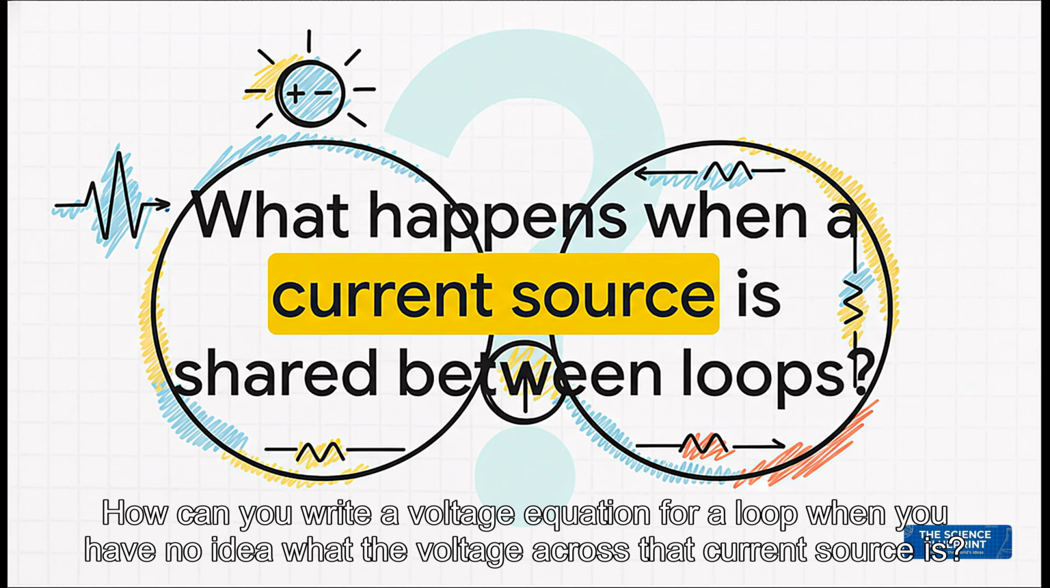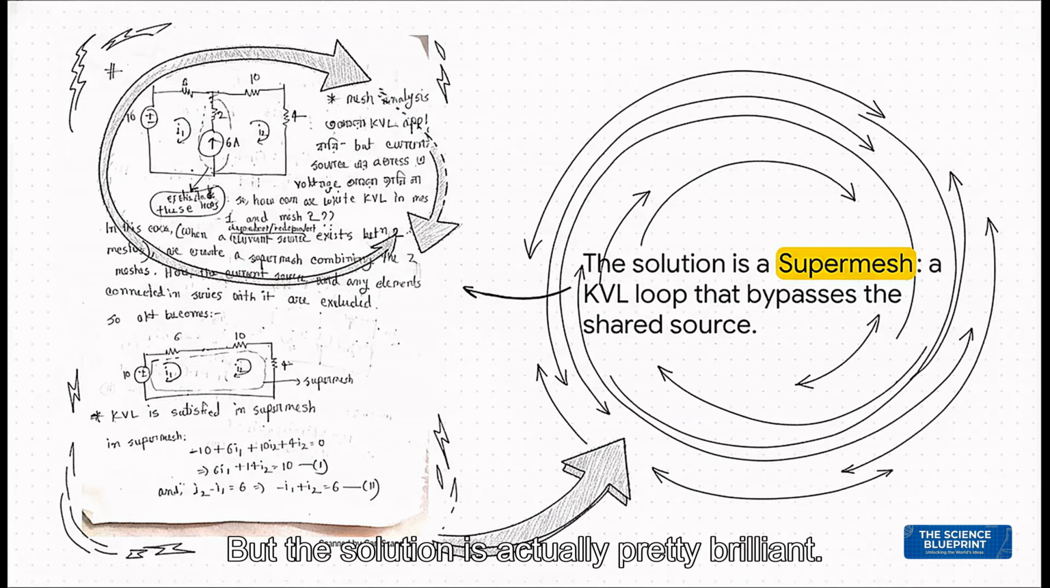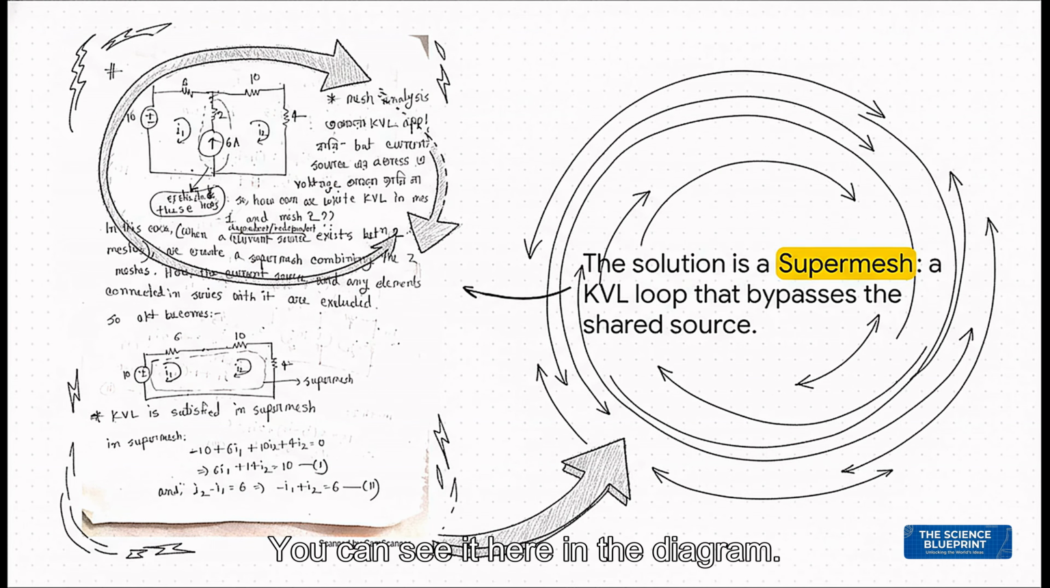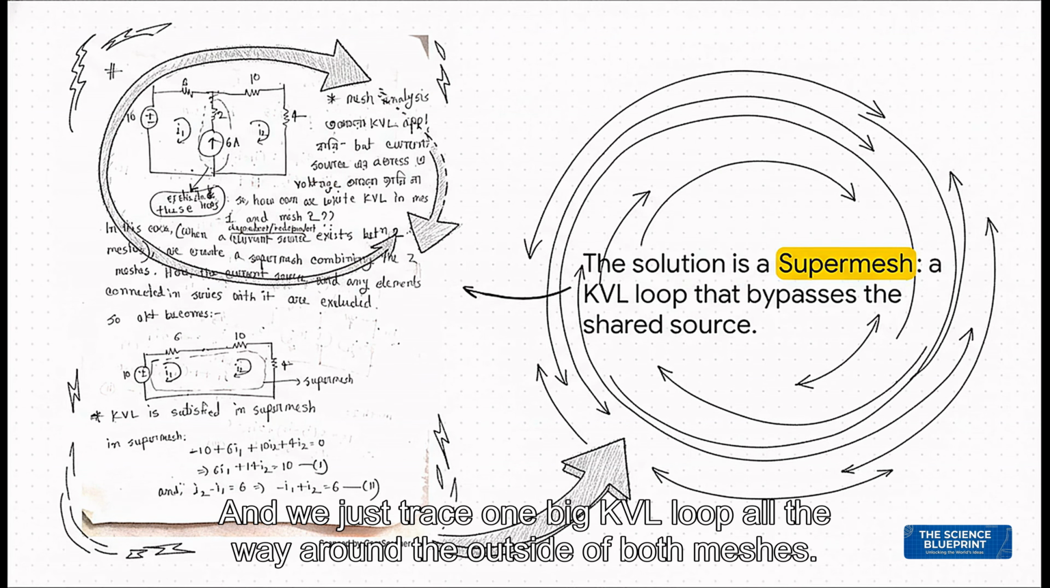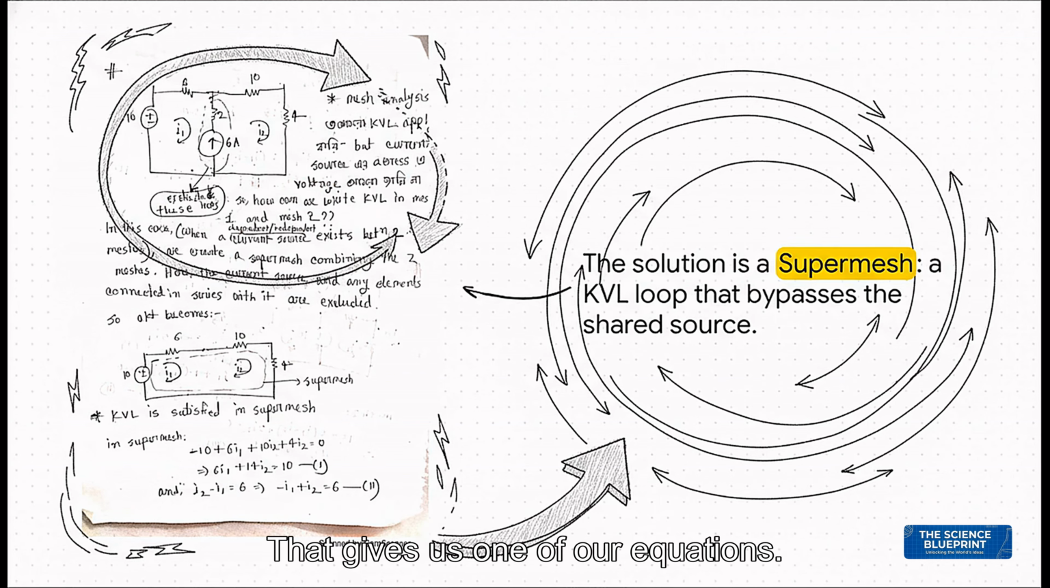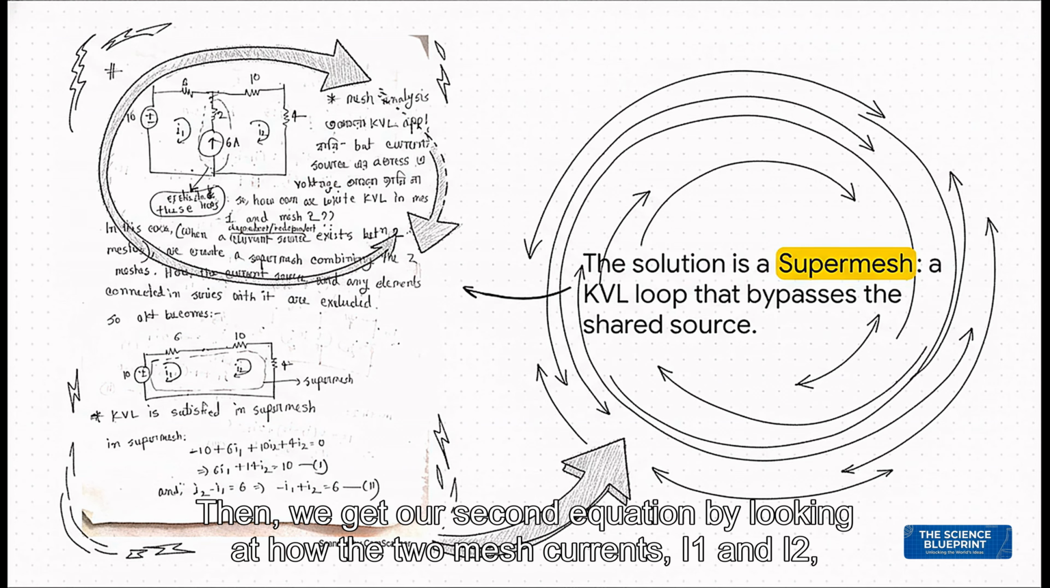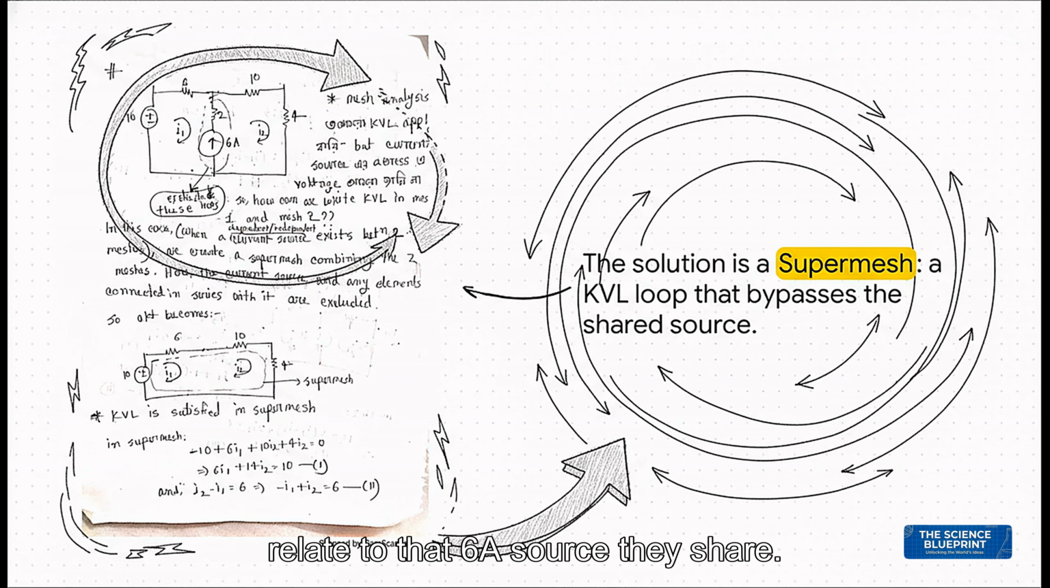That's a problem. How can you write a voltage equation for a loop when you have no idea what the voltage across that current source is? It seems like you're stuck. But the solution is actually pretty brilliant. It's called a supermesh. You can see it here in the diagram. We basically pretend that pesky current source in the middle doesn't exist for a moment, and we just trace one big KVL loop all the way around the outside of both meshes. That gives us one of our equations. Then, we get our second equation by looking at how the 2 mesh currents, I1 and I2, relate to that 6-amp source they share. And just like that, problem solved.